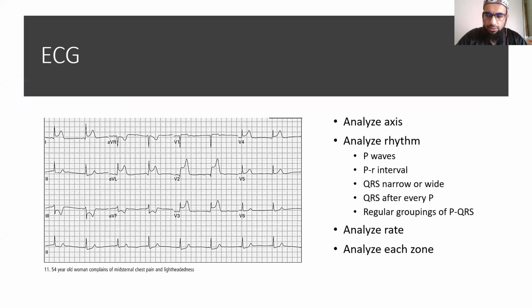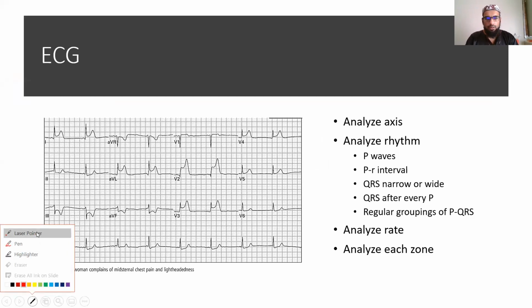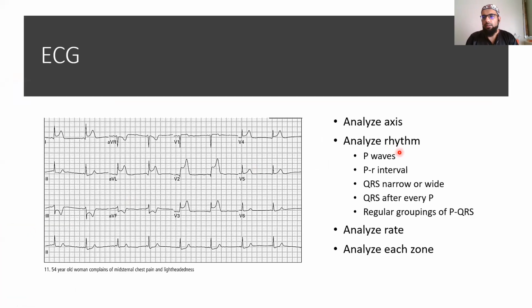So as with all our ECGs, you remember we analyze axis first. We then analyze rhythm, following those particular parameters that we've got, looking at P-wave morphology, P-wave presence, absence, PR interval, QRS width, QRS following Ps, regular groupings. Then we analyze rate, and then we analyze zone. So here we have a 54-year-old woman who complains of mid-sternal chest pain and lightheadedness. All right, so immediately our mind should be going towards an ischemia of some sort.